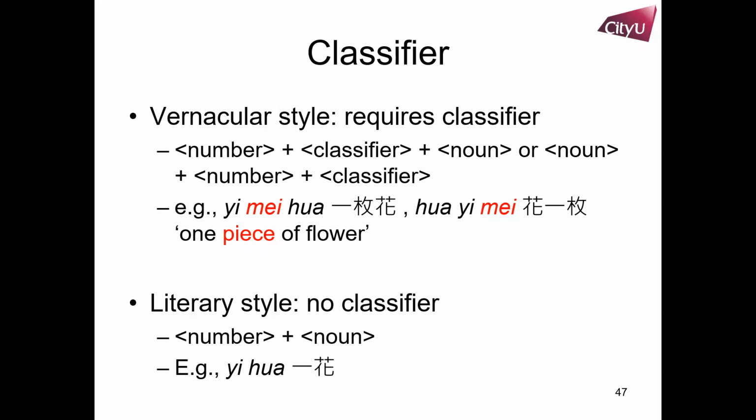So in a vernacular style, there would be either a number, like one, followed by a classifier, like piece, and followed by a noun, like flower. Or it can also be noun, number, classifier, so flower, one piece. In the literary style, no classifier is expected, just one flower.